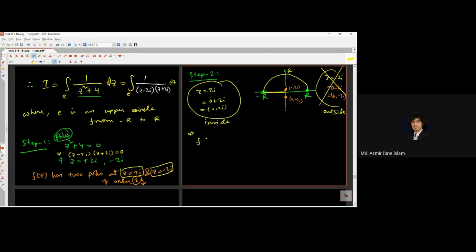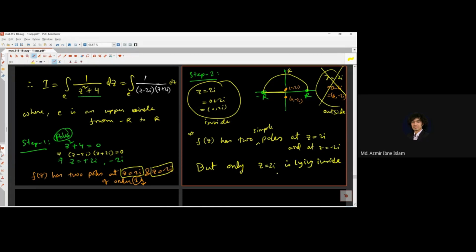So we can leave a comment here so that you can understand. F of z has 2 simple poles, that means poles of order 1, at z equal to 2i and at z equal to negative 2i. But only z equal to 2i is lying inside the contour C. Clear? Since it is inside, we have to find the residue. How many residues will there be? Only one.